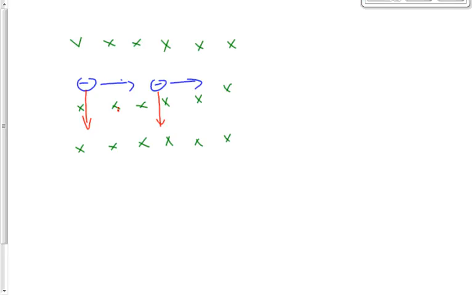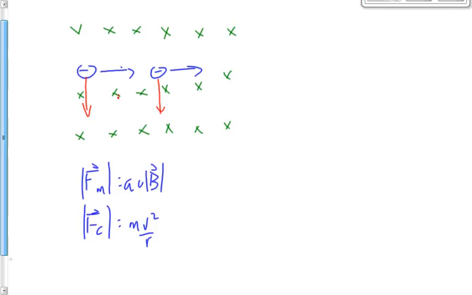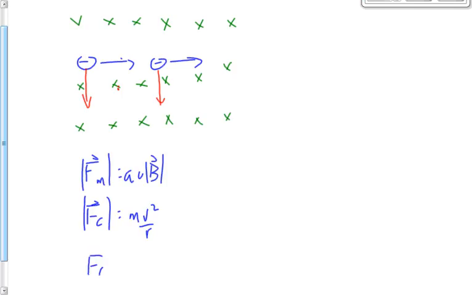We can analyze the motion of both of these particles, either or both of these particles, by using one of three equations. F is equal to QVB. F is equal to mv squared over r, because it goes in a circle, right? Always goes in a circle. So the centripetal force applies here. And because that centripetal force is caused by the magnetic force, we can also set Fc equal to Fm.